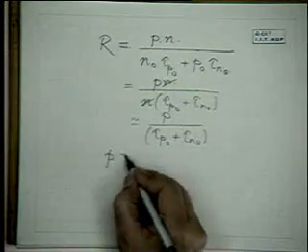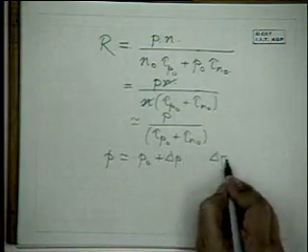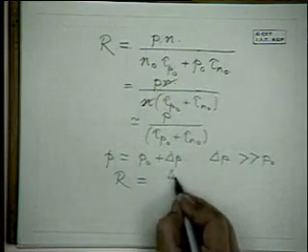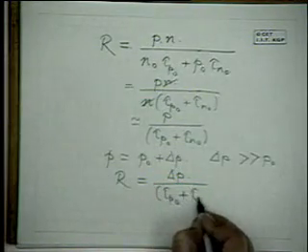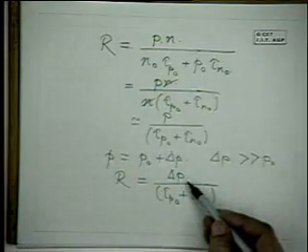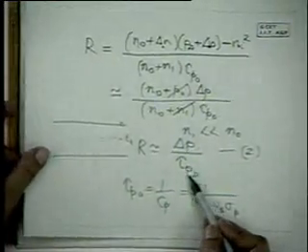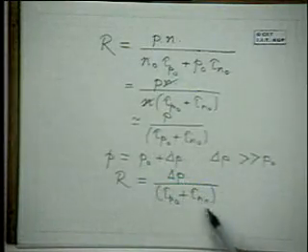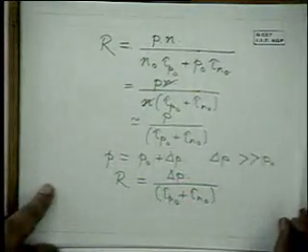P is equal to P0 plus delta P. Large injection means delta P is much larger than P0. Okay, then this condition is R is equal to delta P over tau P0 plus tau n0. So it is exactly the same relation as before. Here R is equal to delta P by tau P0, but for large injection condition, where both electrons and hole recombination has to take place, it is delta P over tau P0 plus tau n0. So this is an important expression for large injection condition.